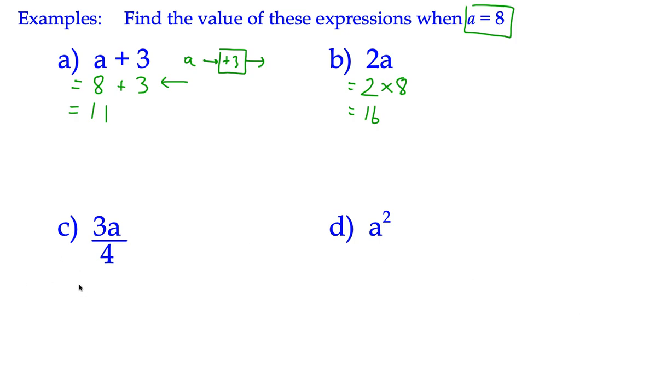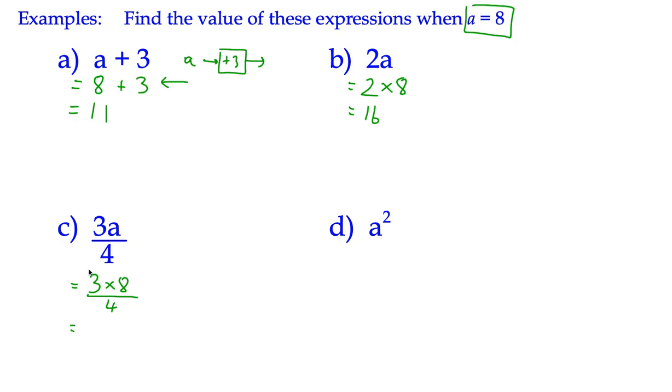What about this one down here? 3a over 4. 3a divided by 4. Remember that line's a division sign? Well, there's two things going on. The first thing I have to remember is we've got 3 here. So we've got 3 multiplied by a, which is still 8, divided by 4. Okay, we don't do any calculations until we write it all out with numbers. And then we can go ahead.